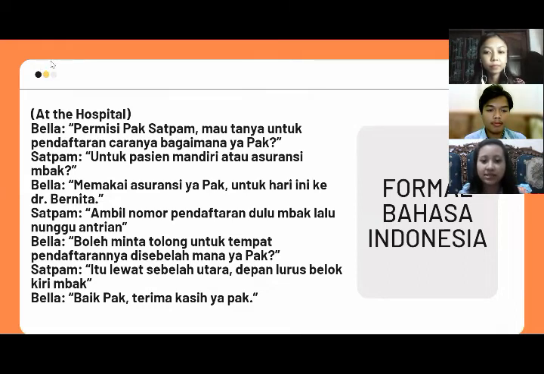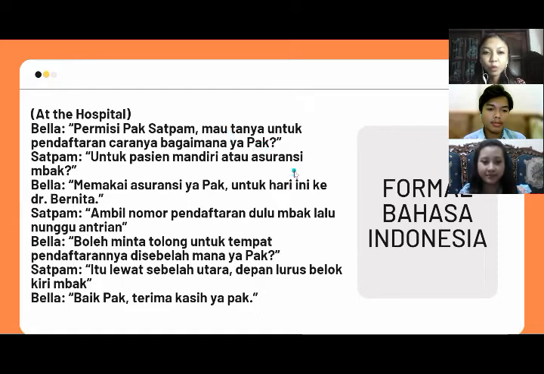And this is the conversation between Bella and the security at the hospital. This conversation will be practiced by Bella and then Banu as the security.